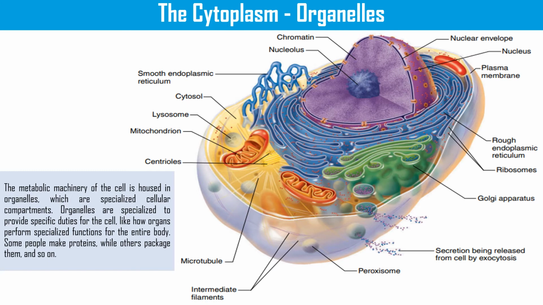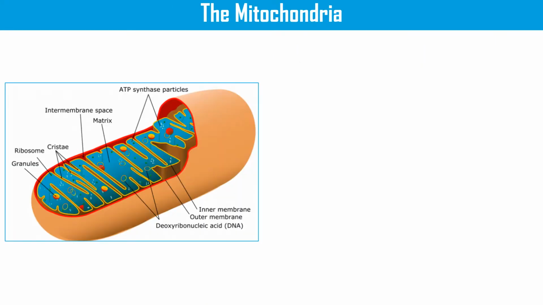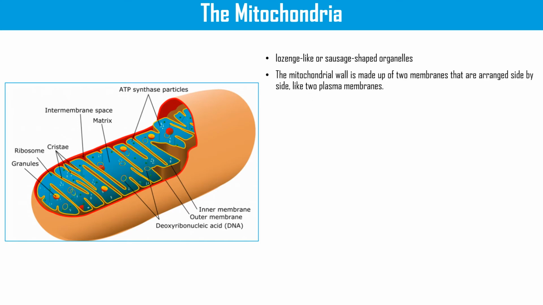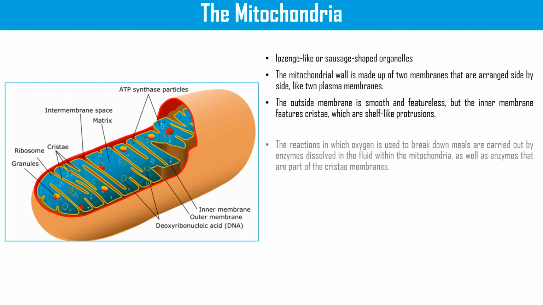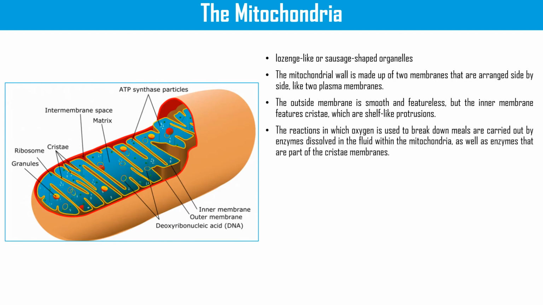For example, mitochondria. Let's look at mitochondria now. Mitochondria are lozenge-like or sausage-shaped organelles. The mitochondrial wall is made up of two membranes that are arranged side by side like two plasma membranes. The outside membrane is smooth and featureless, but the inner membrane features cristae, which are shelf-like protrusions. The reactions in which oxygen is used to break down food are carried out by enzymes dissolved in the fluid within the mitochondria as well as the enzymes that are part of the cristae membranes.